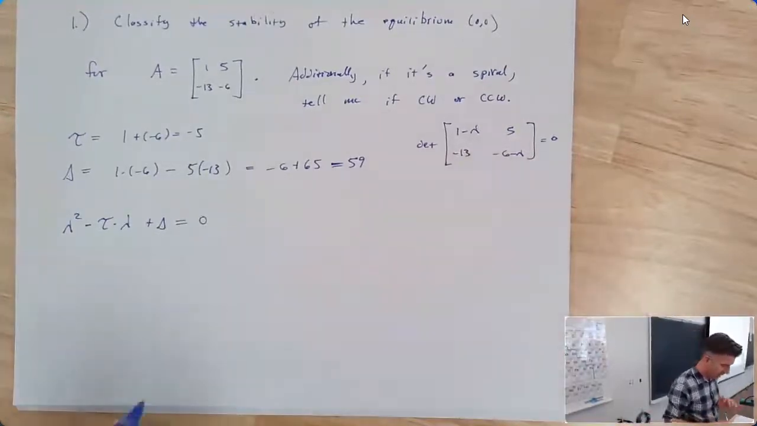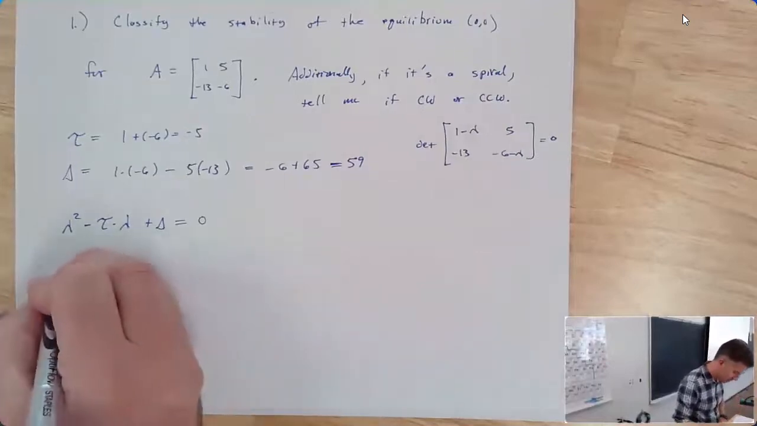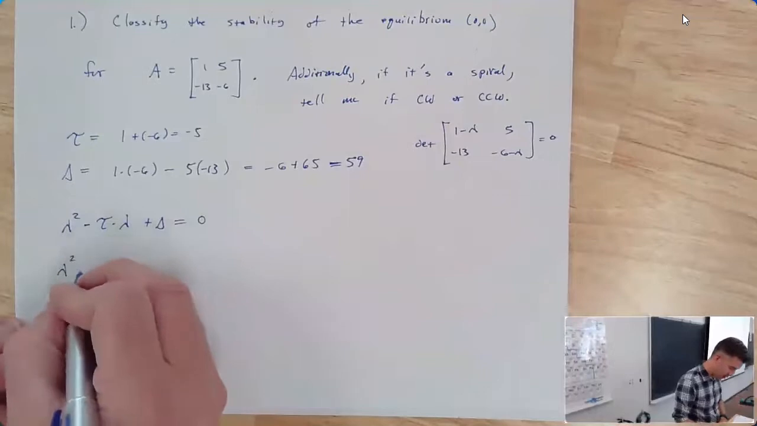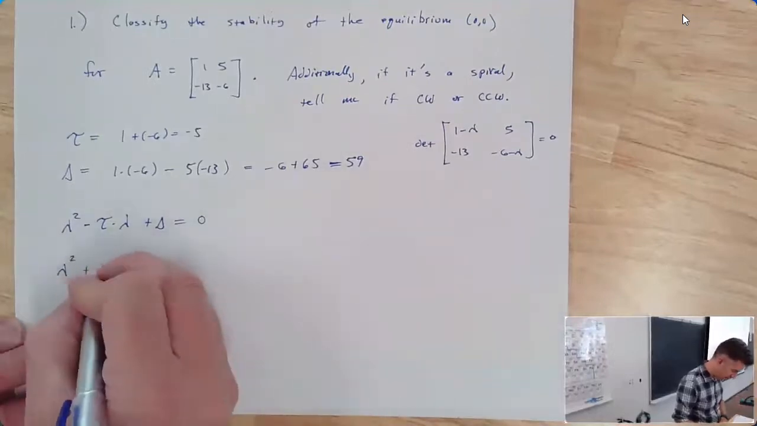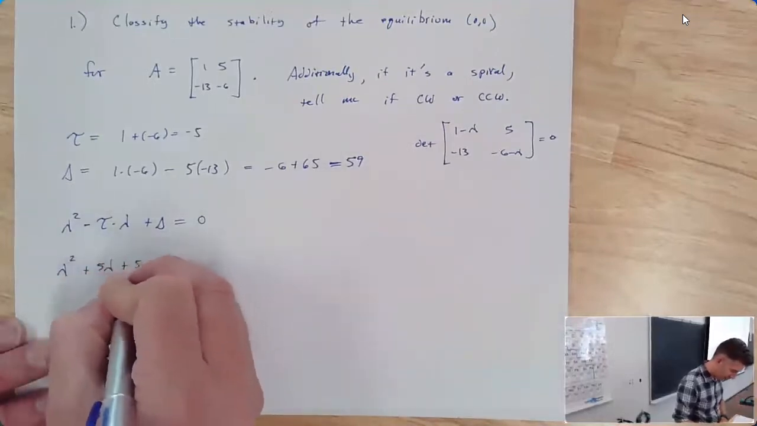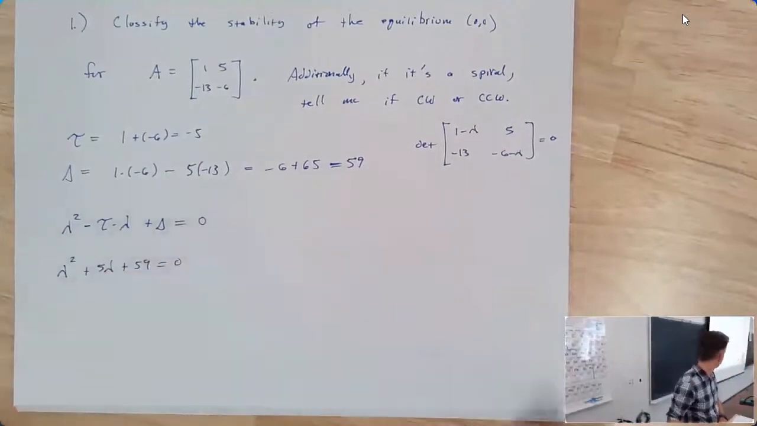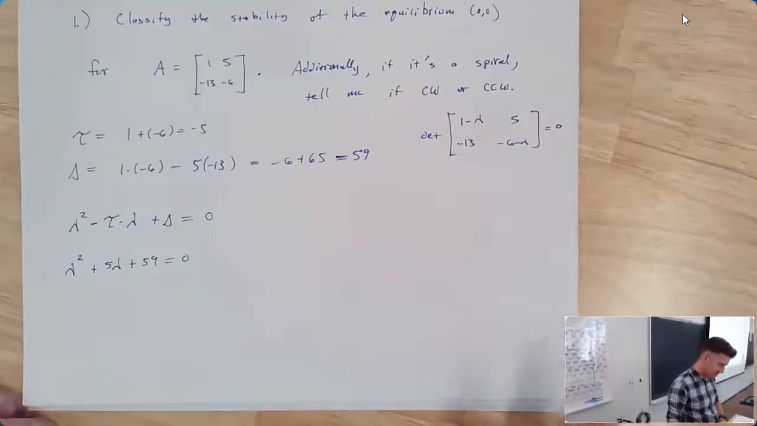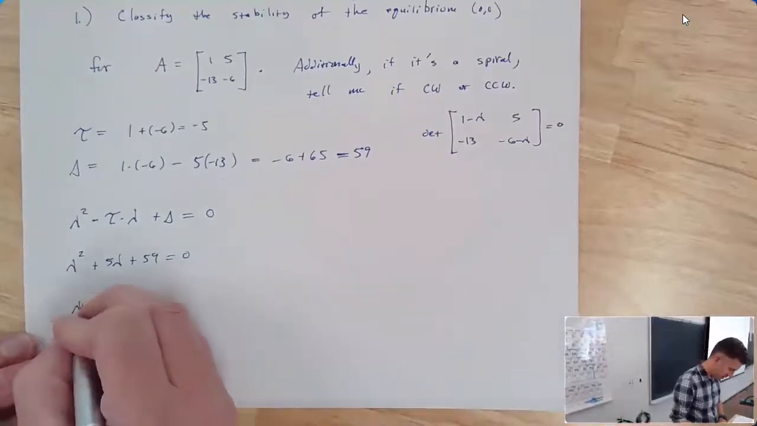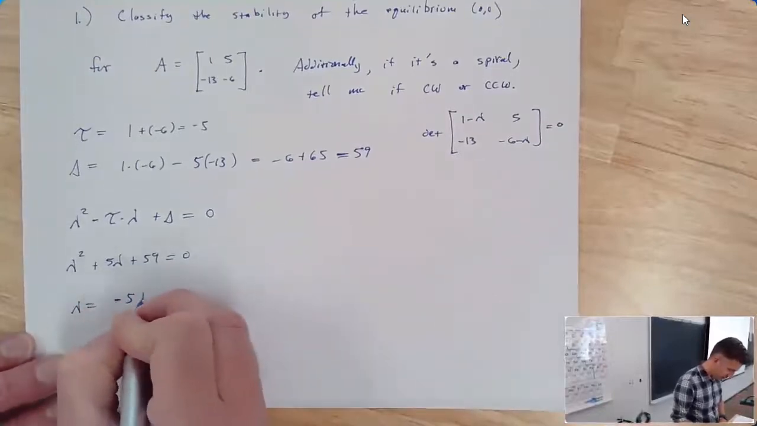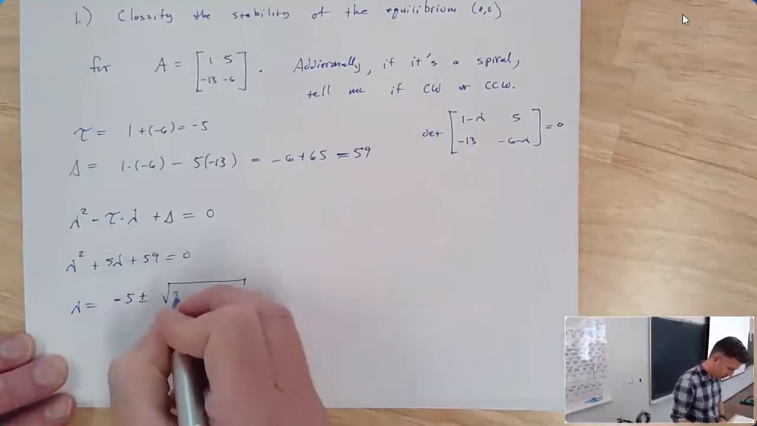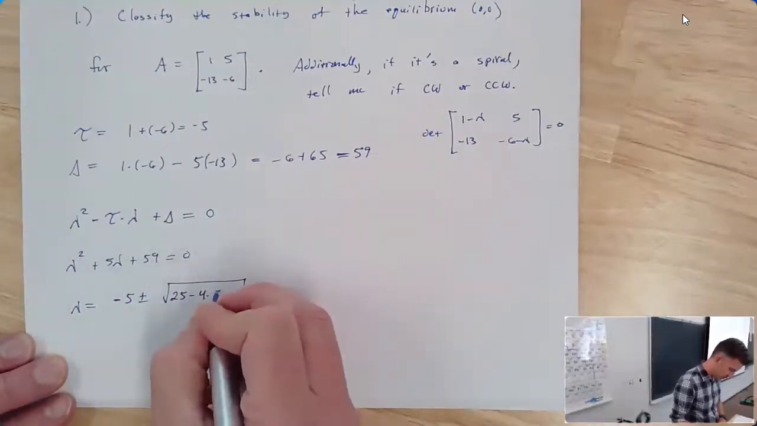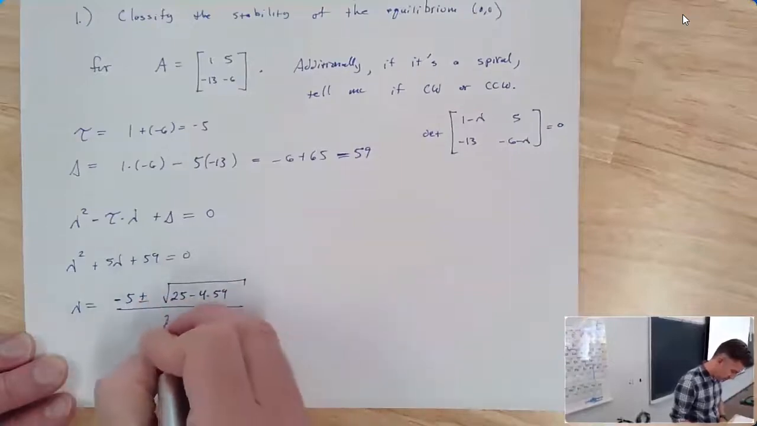So in either case, we end up with the quadratic equation, lambda squared plus 5 lambda plus 59 equal to 0. And then we want to solve that. It definitely doesn't look like it factors. So we use the quadratic formula: lambda equals negative b plus or minus the square root of b squared minus 4 times a times c, all over 2 times a.